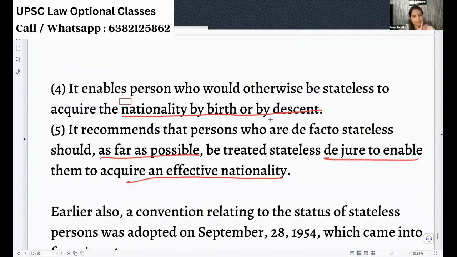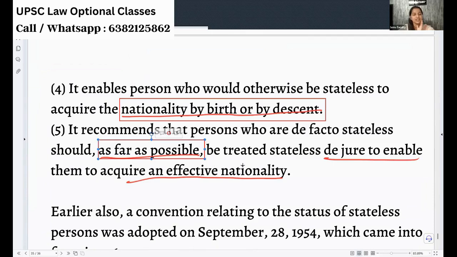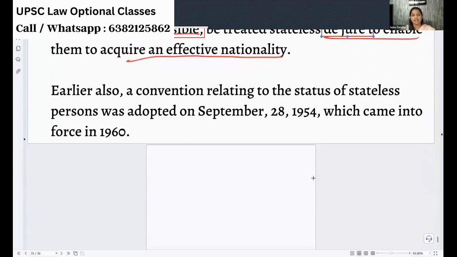And by descent, by birth, you should give nationality. And as far as possible, if a person de facto does not have any nationality, try to analyze his antecedents and, de jure, by law, relate him to some country. He is born somewhere, give that nationality. He is working somewhere, domiciled somewhere for 20 years, 30 years, try to give that nationality. So even if he doesn't have any nationality de facto, at least de jure, by law, give him nationality. That's what they are stating.